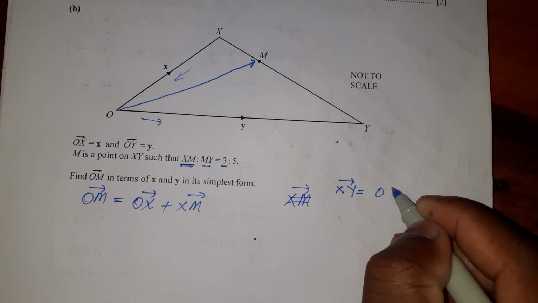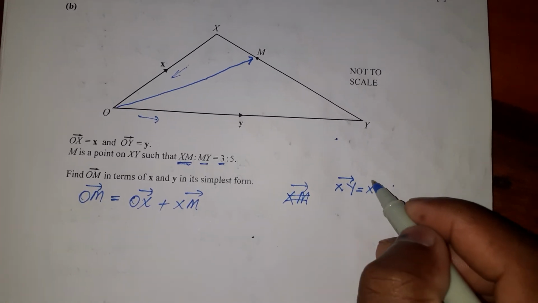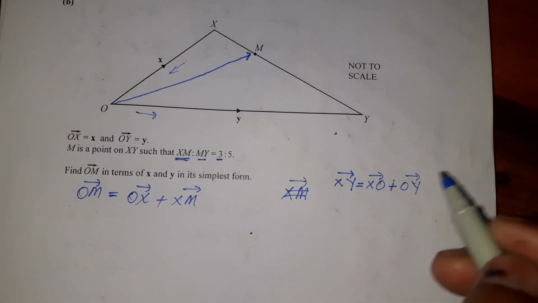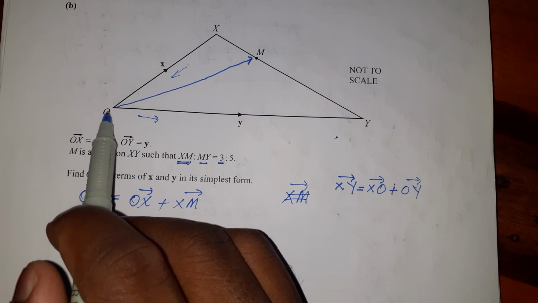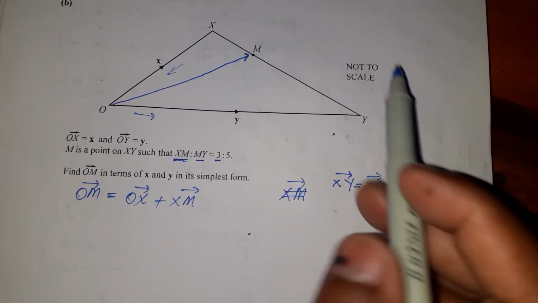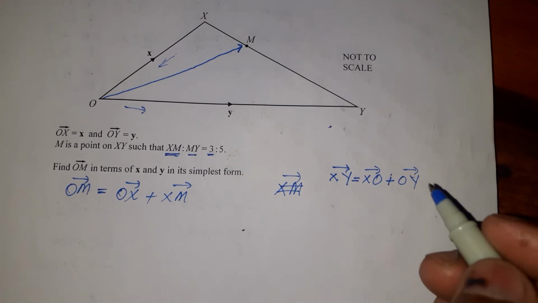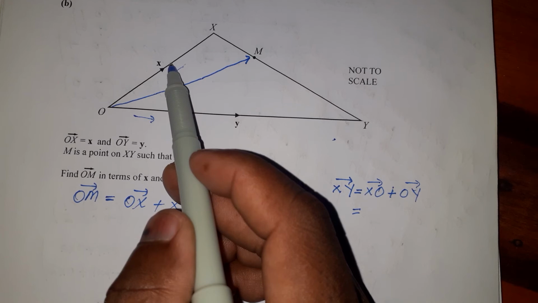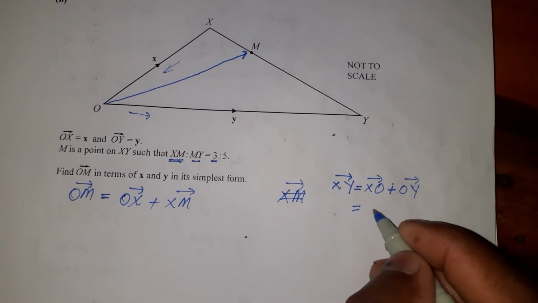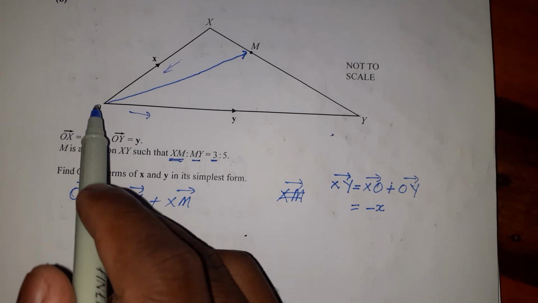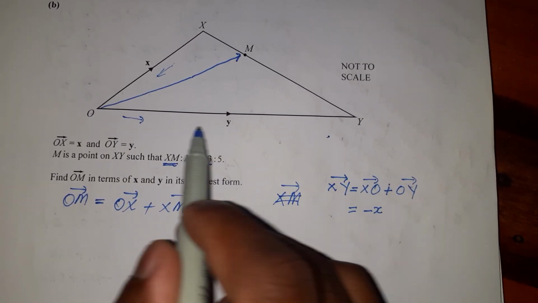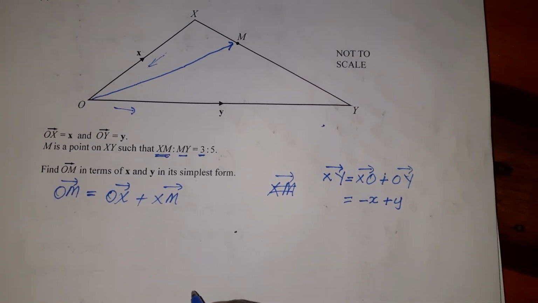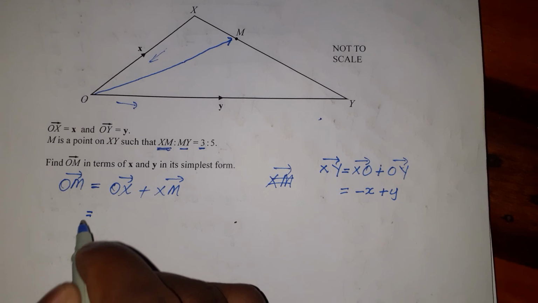So we write our X to O plus O to Y. That is our XY. We are going from X to O and then Y. The reason why we want to get that is so that we can take out the fraction of XM. So our XO, we are moving towards the arrow, therefore it's negative x here. And then our OY, we are moving in the same direction with the arrow, therefore it's positive y. Now we can come back here.